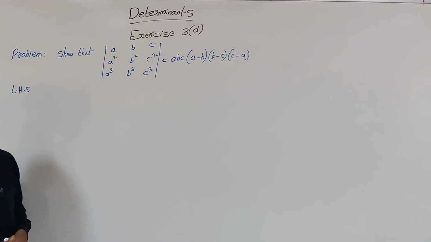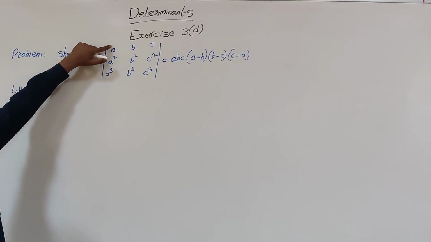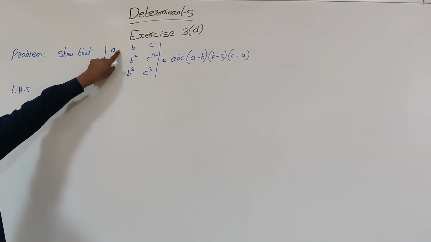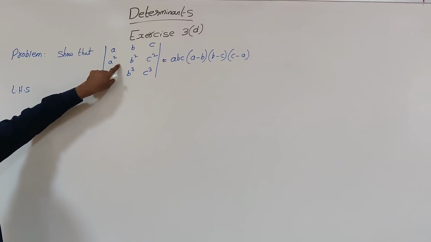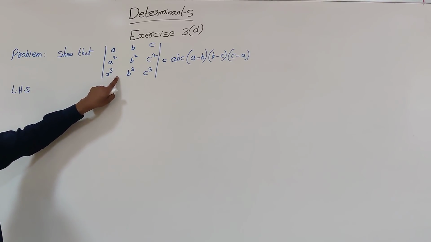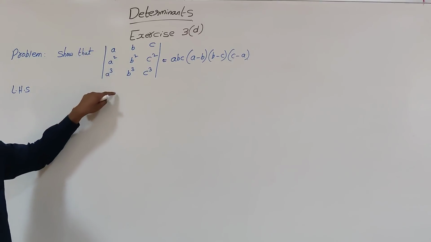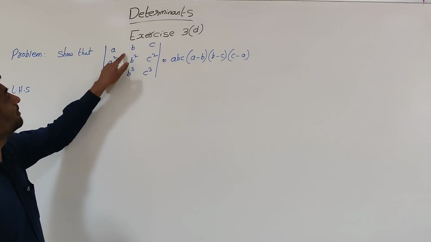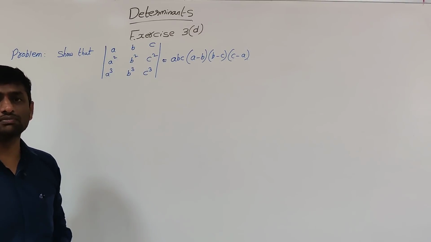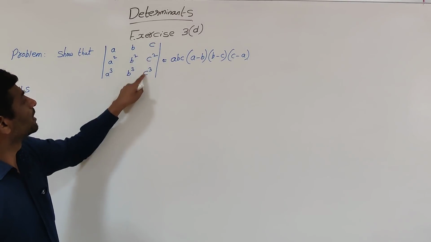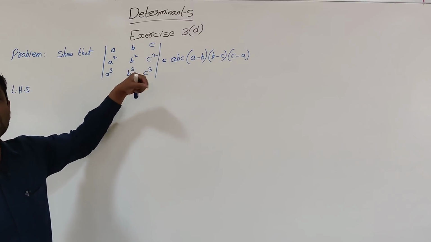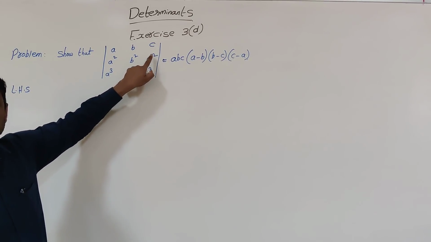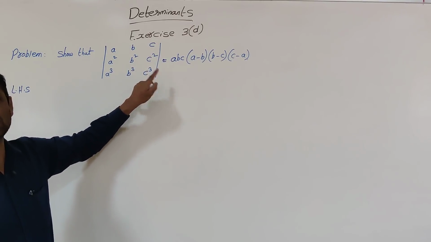So if you observe, it is a determinant. Every element of column 1, that is A into 1, A only. A square means A into A. A cube means A into A square. Means every element of column 1 is a multiple of A. Similarly, every element of column 2 are multiples of B. Similarly, elements of column 3 are multiples of C, because we can write C into 1, C only. C square means C into C. C cube means C into C square.